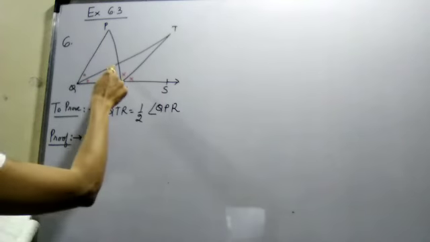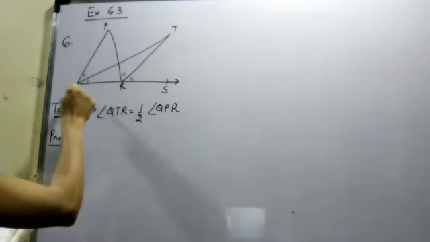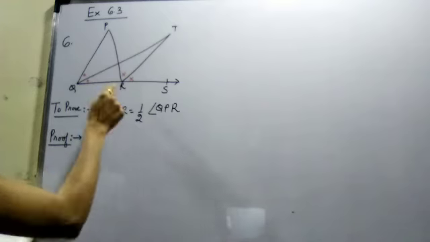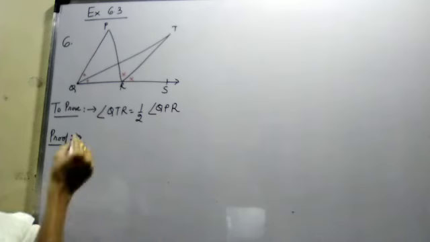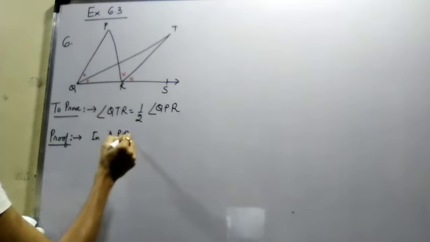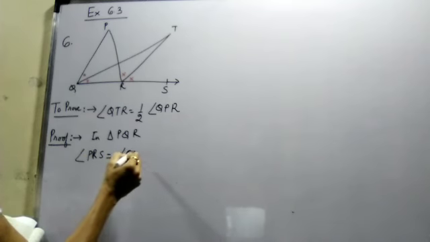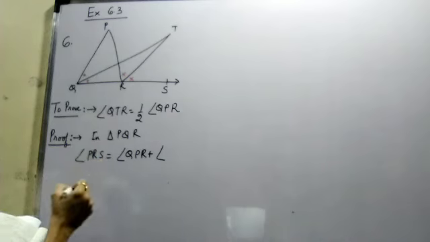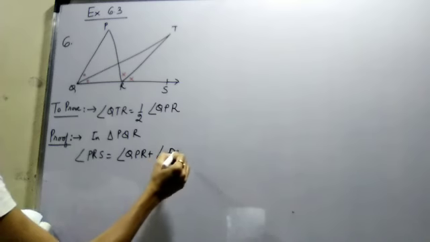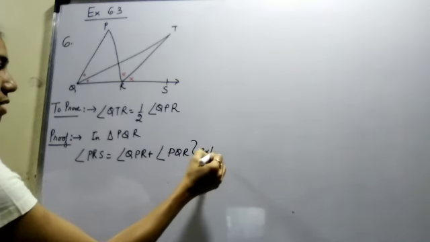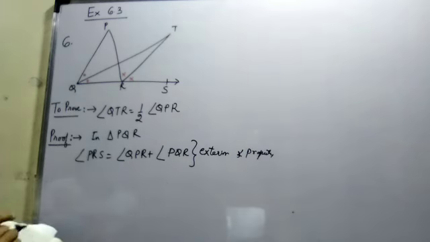So here if you see, this is an exterior angle. So here two triangles are there, PQR and TQR. So we have to take exterior angles of both the triangles. In triangle PQR, I can write PRS is equal to QPR plus angle PQR. Reason, exterior angle property.